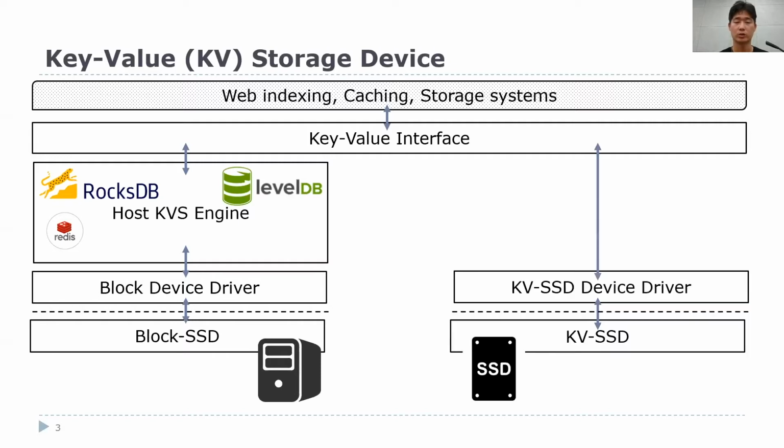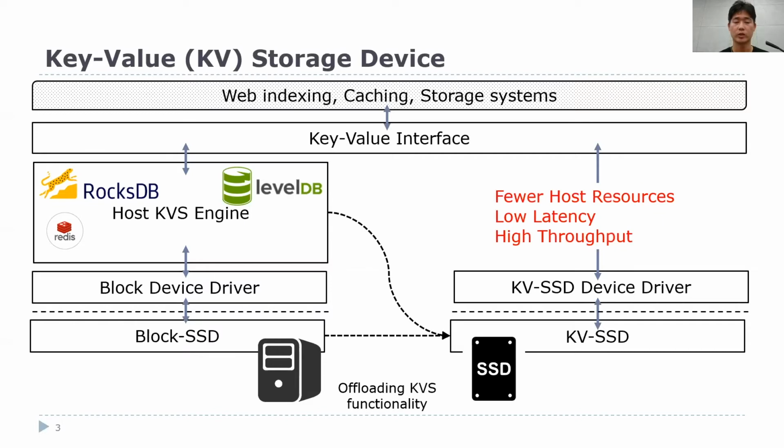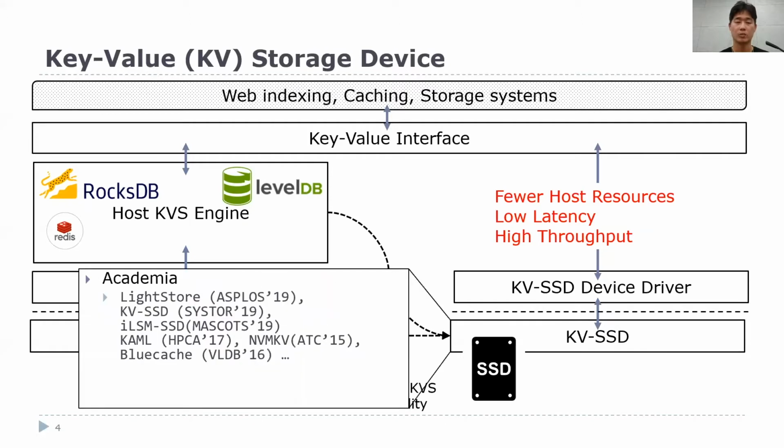Another approach is to use the key value SSD, which is called KV-SSD. KV-SSD is a new storage device that provides key value functionality in the SSD. Using this decreases the latency of the host system and produces high throughput with fewer host resources. Also, it is easy to exploit special resources such as capacitors and accelerators. Much research on KV-SSDs has been done in academia. Industry players like Samsung are also interested in KV-SSDs.